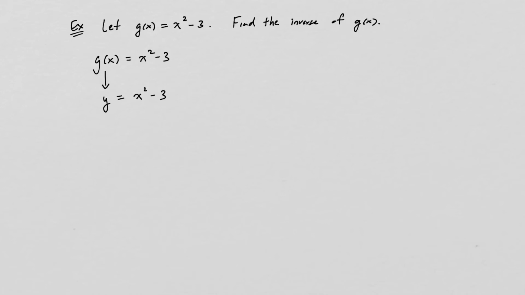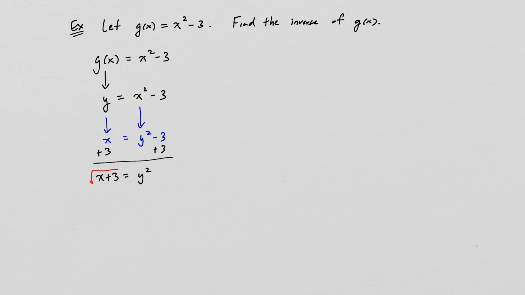Next, to find the inverse, we switch x and y. So y becomes x, and x becomes y. And then we solve for our new y. Our new y is right here. Now we have to solve for that y. So I'm going to add 3 to both sides. That will give us x plus 3 is equal to y squared.